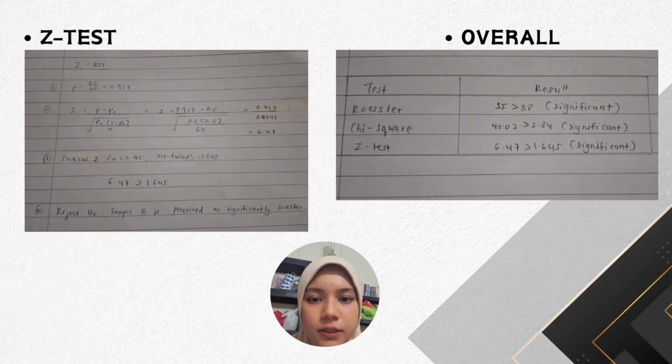Overall, all three statistical analyses, namely the Roessler test, chi-square test, and z-test, consistently indicate a significant difference in sweetness perception. The results confirm that the rose syrup with 10% sugar concentration is perceived as significantly sweeter than the 8% sugar sample. Therefore, the alternative hypothesis is accepted.